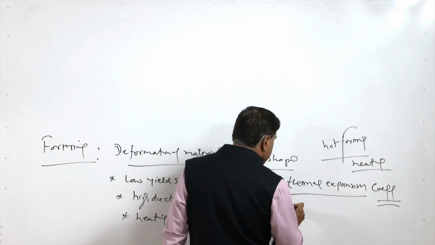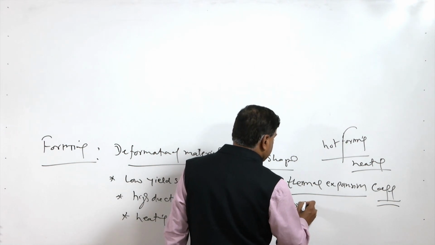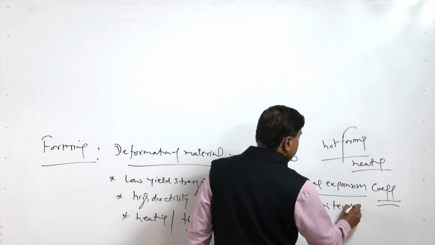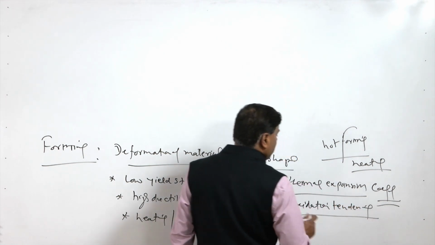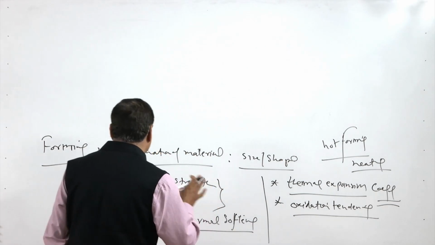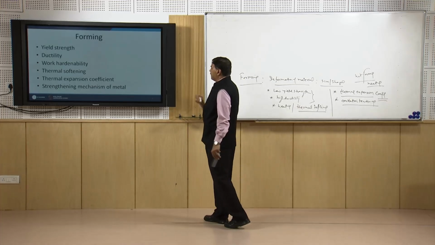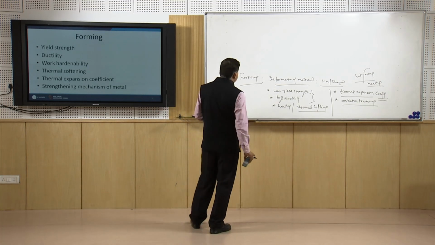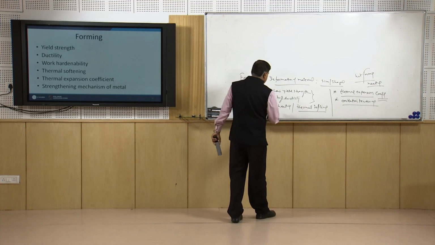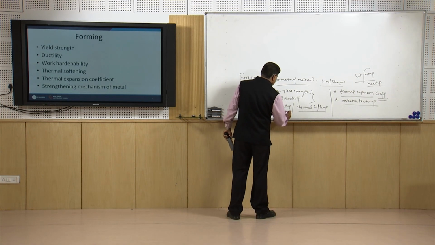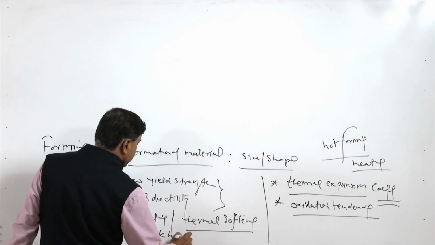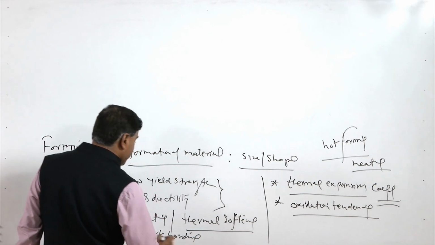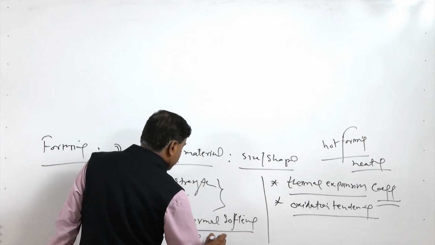Similarly, the chemical affinity or the oxidation tendency of the material. If during the heating the material gets oxidized, then it will be leading to a poor surface finish after the deformation. And then work hardening capability is another important factor.